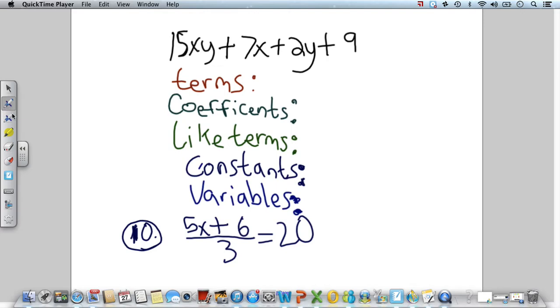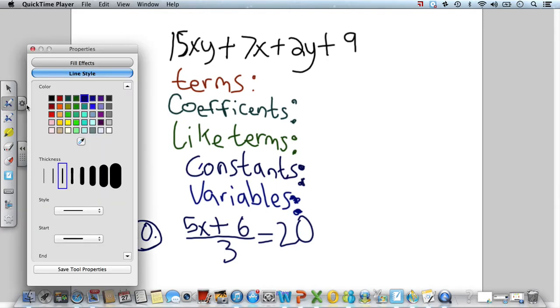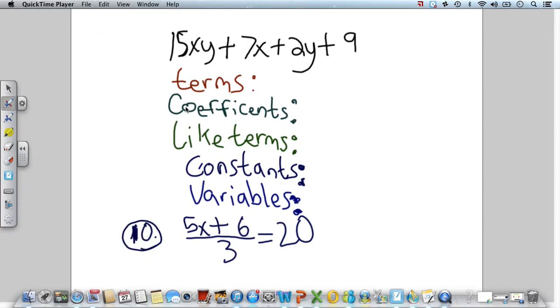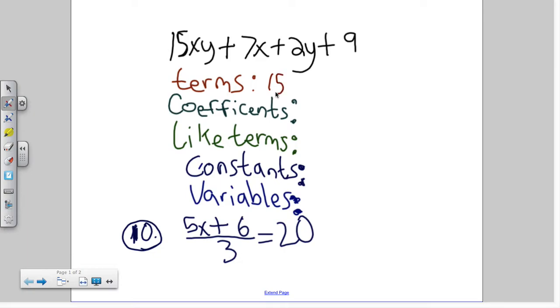The first thing I want to do is I'm going to identify the terms of the expression. So first, the terms of the expression are the parts of an expression that are split up by either an addition sign or subtraction sign. Okay, so 15xy, 7x, 2y, and 9 are my terms because they are separated by the addition sign.